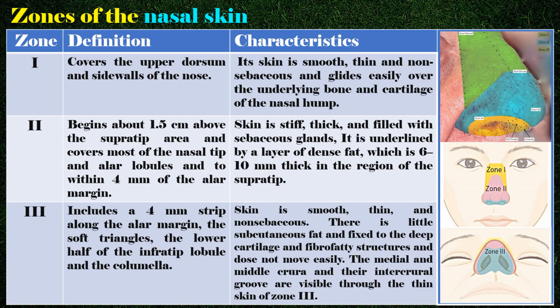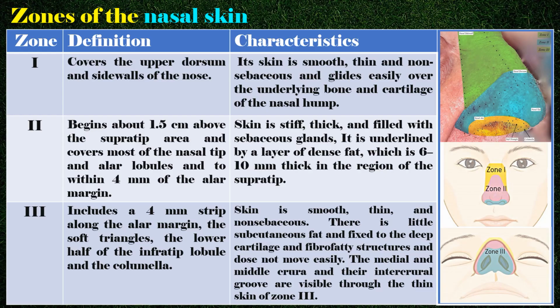Zone 2 begins about 1.5 cm above the supertip area and covers most of the nasal tip and alar lobules and to within 4 mm of the alar margin. Skin is stiff, thick, and filled with sebaceous glands. It is underlined by a layer of dense fat, which is 6 to 10 mm thick in the region of the supertip.